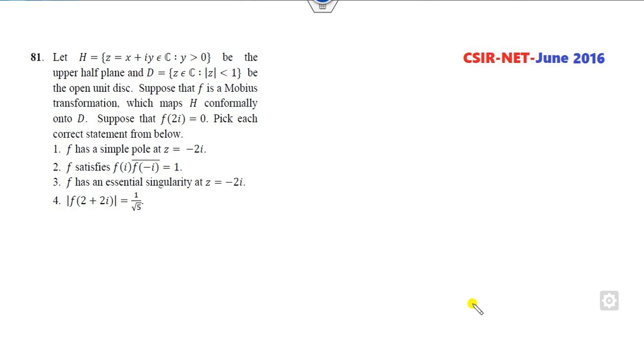Okay, look at this example. H is given to you as the upper half space, and D is the open unit disk. F is given to you as a Mobius transformation. Then F is a map from H onto D. This is given to you. So H is my upper half space and D is my open unit disk.